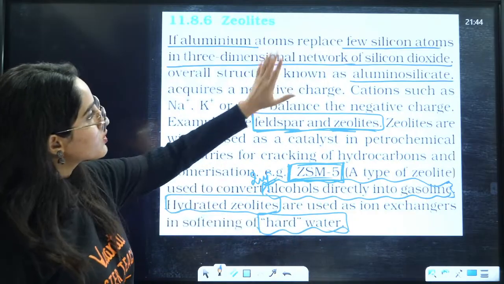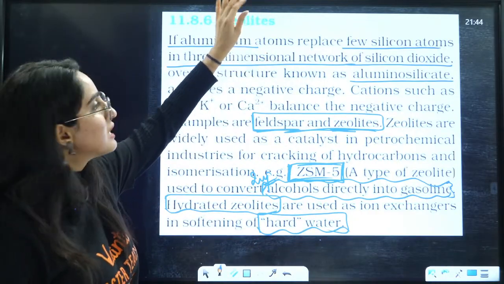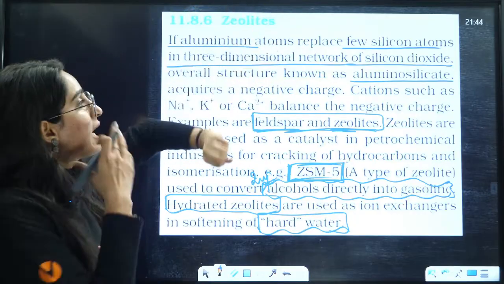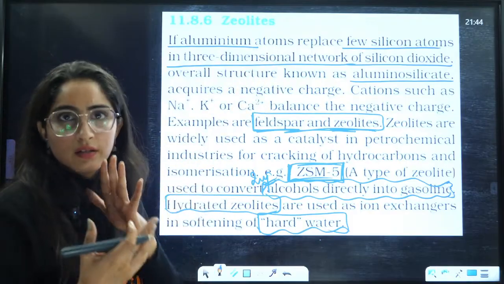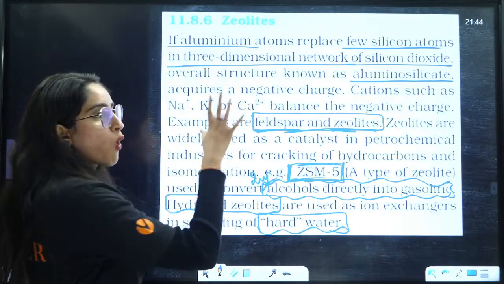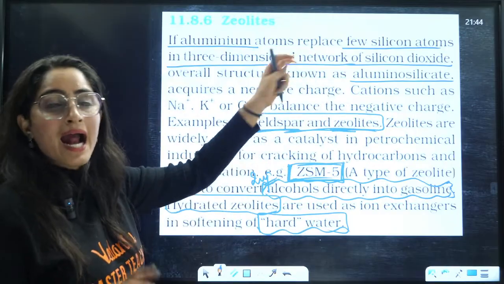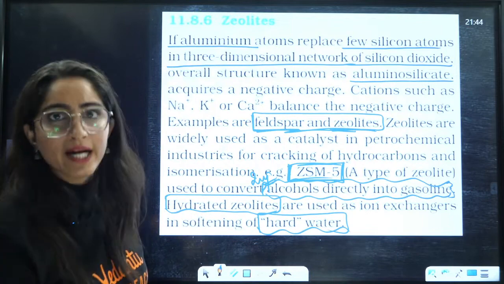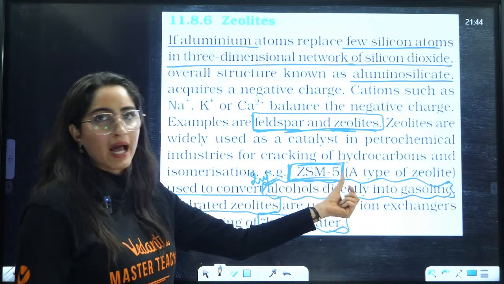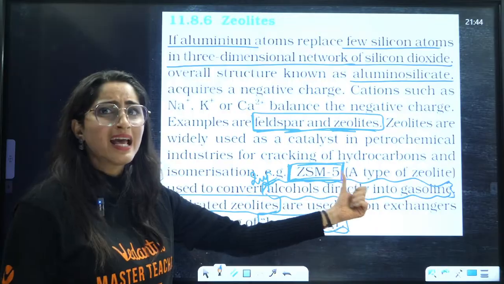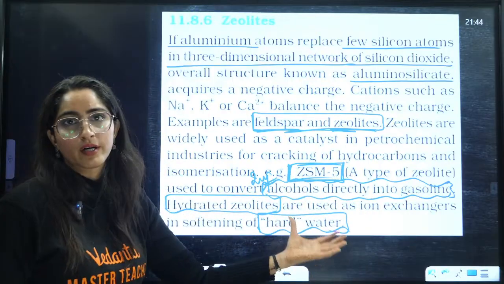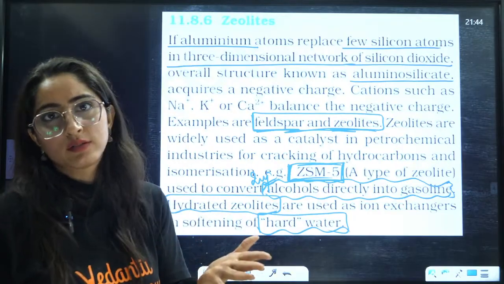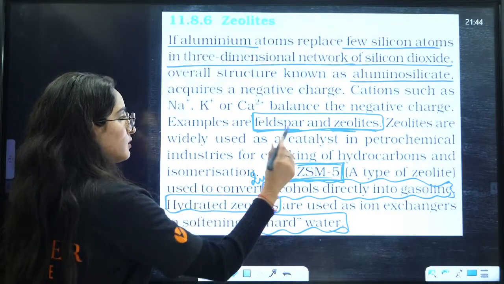These are three or four things for zeolites. One is the definition: when silicon is replaced by aluminium in your silicon dioxide silicates, that is called aluminosilicate. And the very important examples are feldspar and zeolites. And which zeolite is important for you? ZSM5 is used to convert alcohol to gasoline, and some hydrated zeolites are used as ion exchangers for softening of hard water, right? Okay, guys.